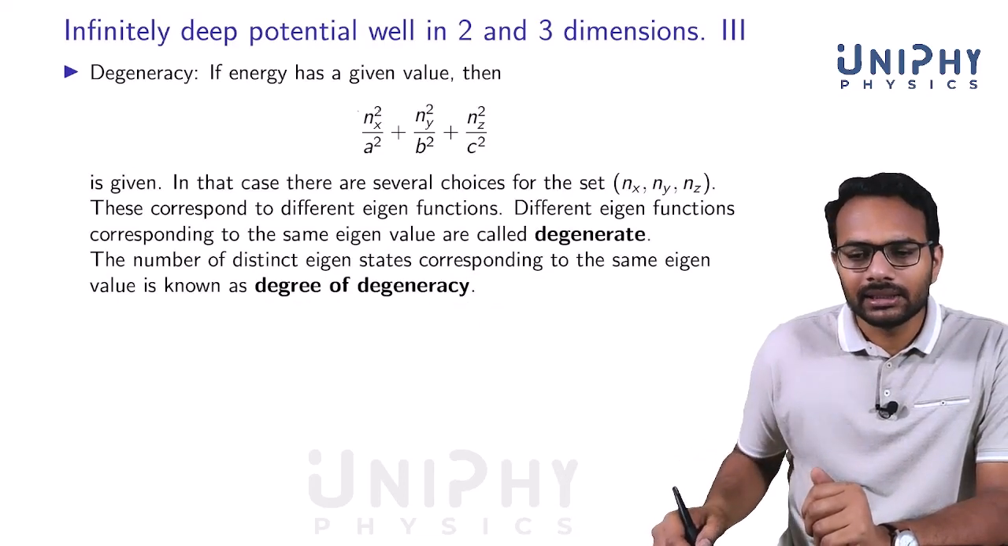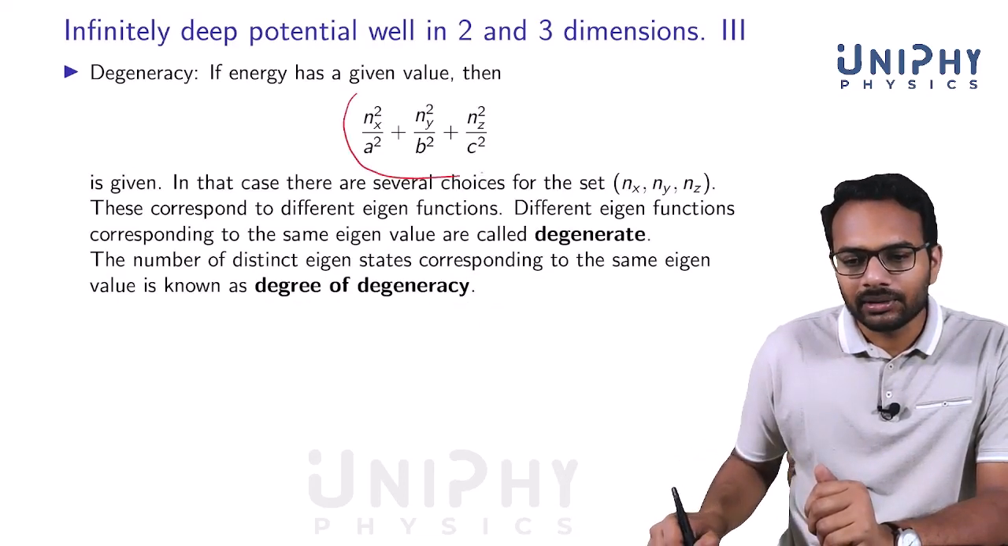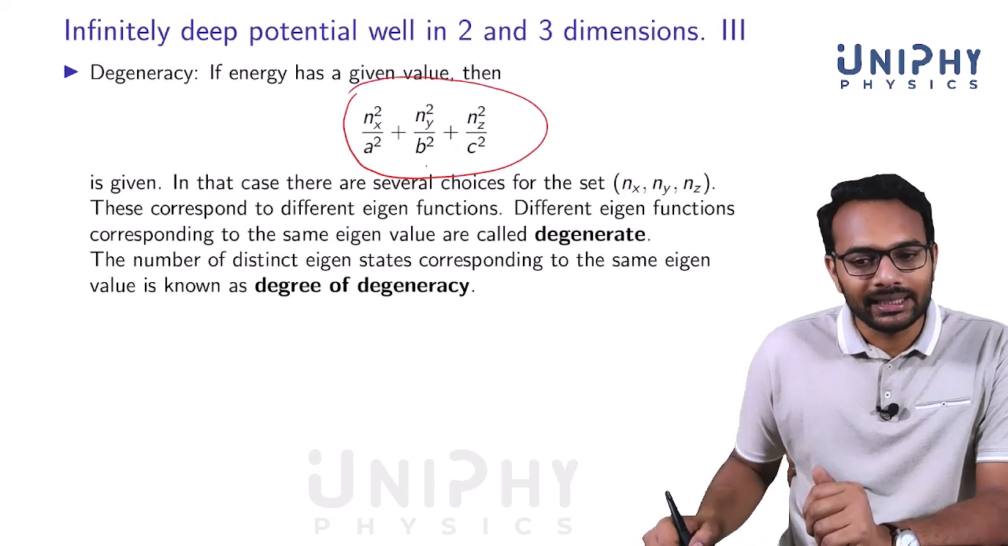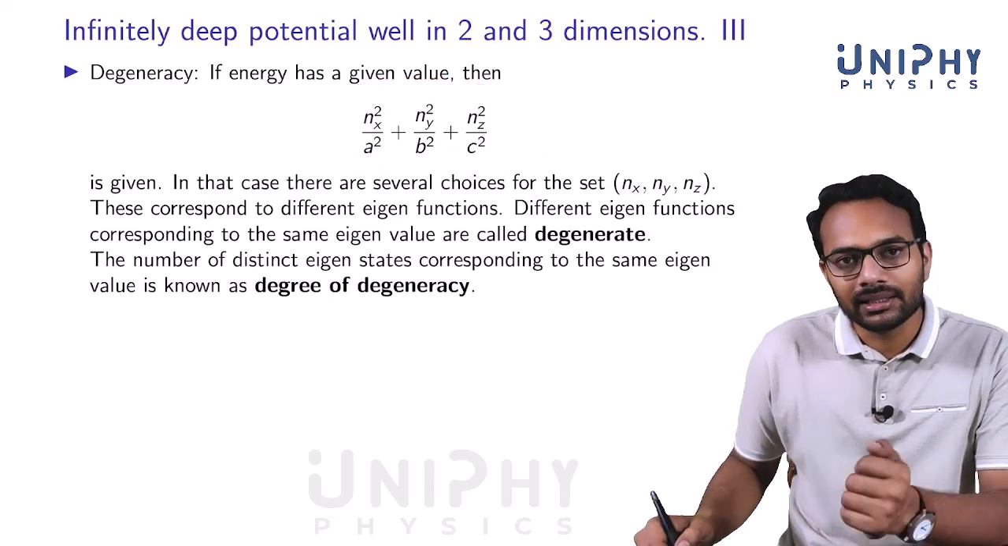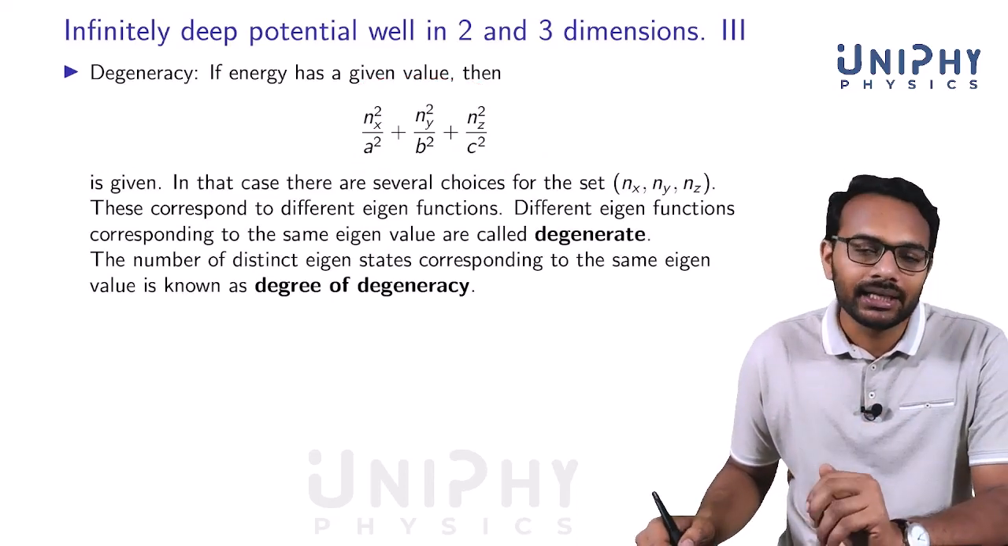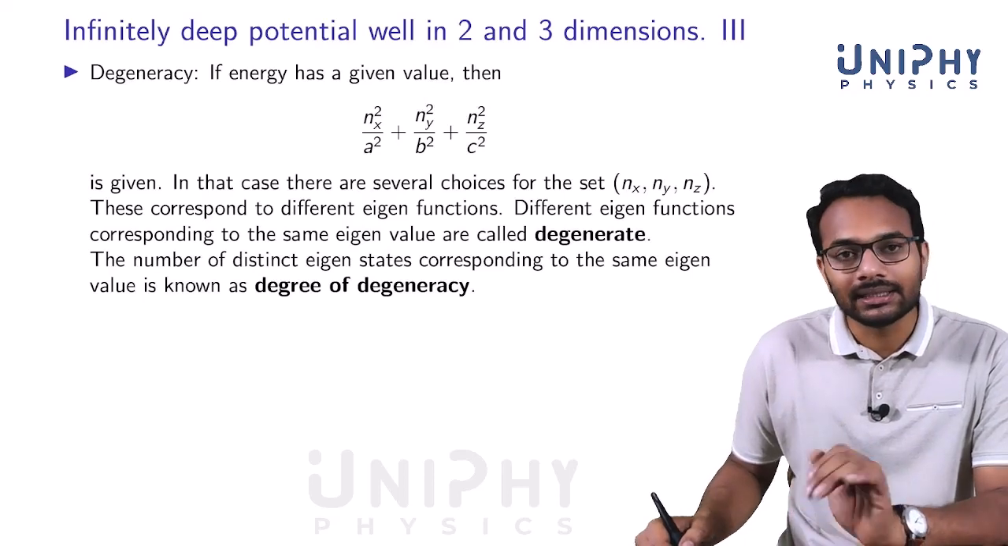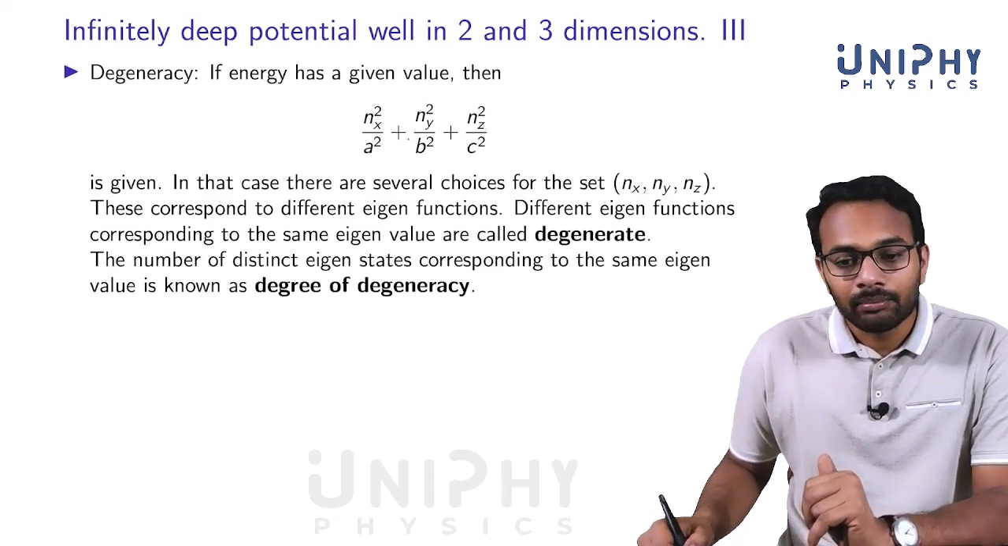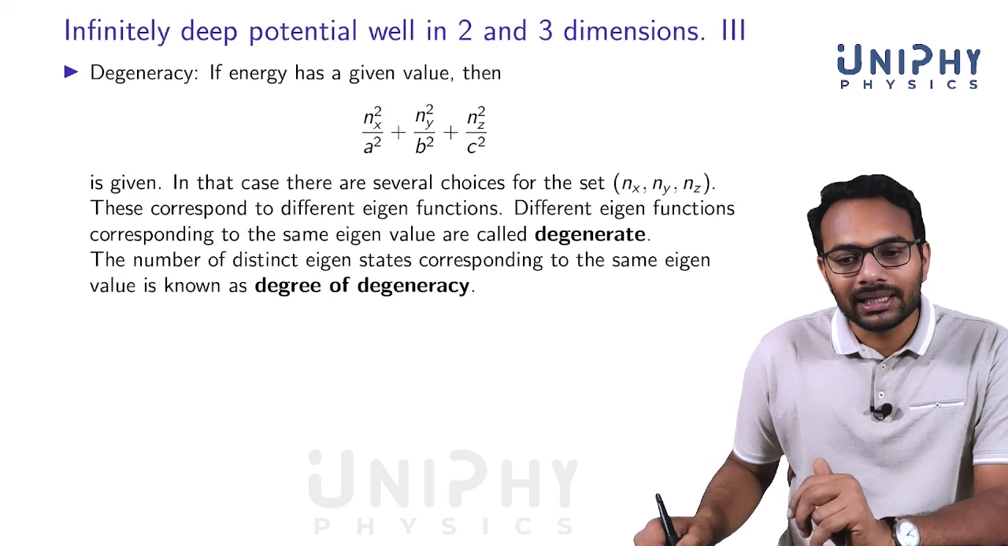I hope that's clear. The same energy value, right? Because you have got nx, ny and nz. The same energy value can be obtained for different combinations of nx, ny and nz. And then we say that there's a degeneracy, right? Because if you change nx, ny or nz, right?